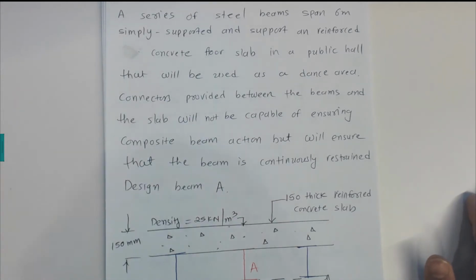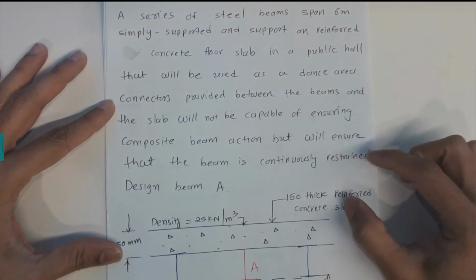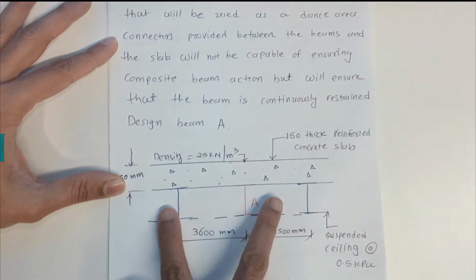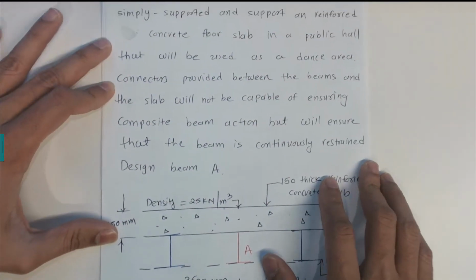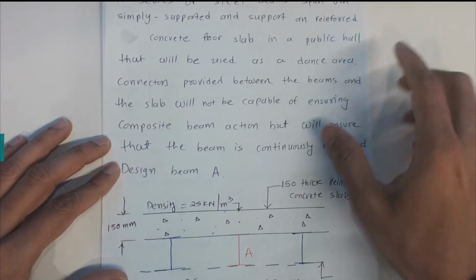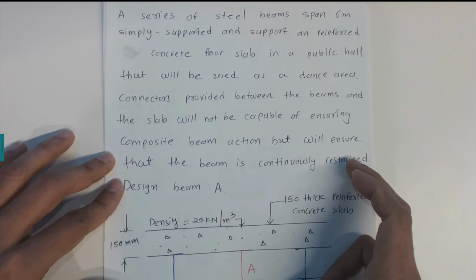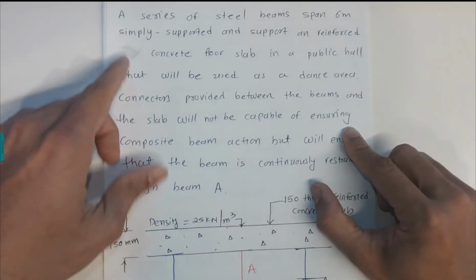This video explains an example for serviceability and shear. There is a series of steel beams, three steel beams, spanning 6 meters. If I draw the 3D, the span of that beam is 6 meters along this way, simply supported.